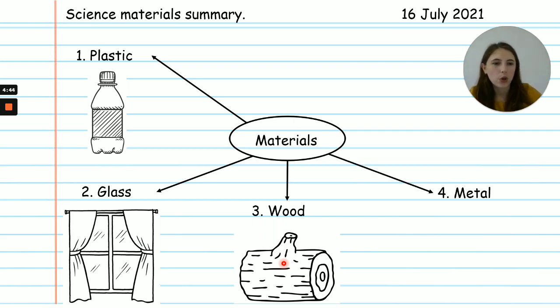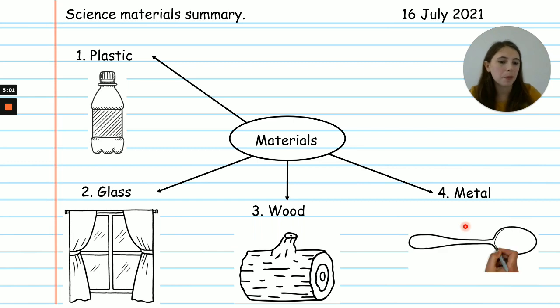Then number four, we have metal. So write down metal. And draw a picture of something that is made of metal. So it can be anything that you want. But Teacher Shanae drew a spoon like this.